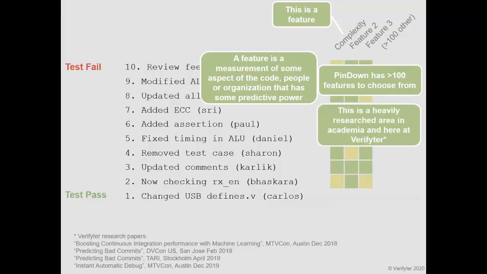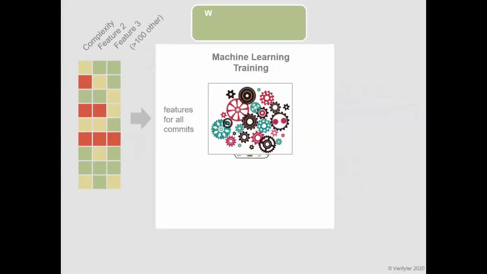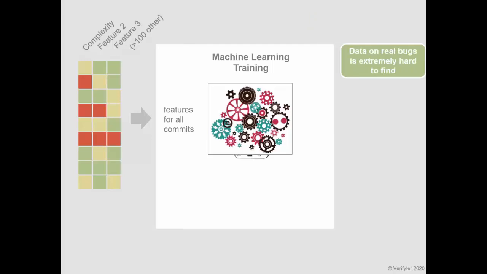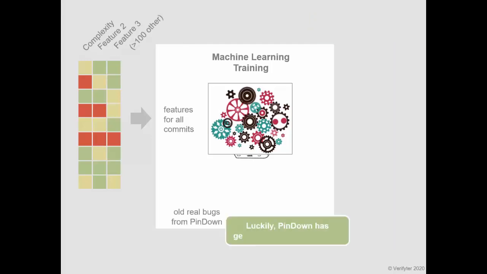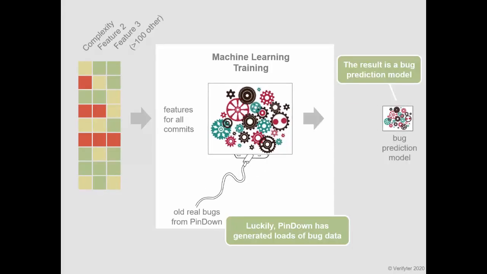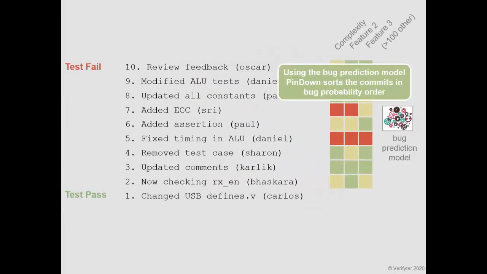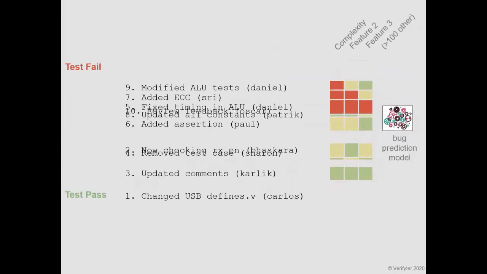This is a heavily researched area. We have used machine learning to train pin-down to recognize bugs. Machine learning requires a lot of data. Data on real bugs is extremely hard to find, but luckily pin-down has generated loads of bug data which we can use. The result of the machine learning is a bug prediction model. Now back to the example. Using the bug prediction model, pin-down sorts the commits in bug probability order.